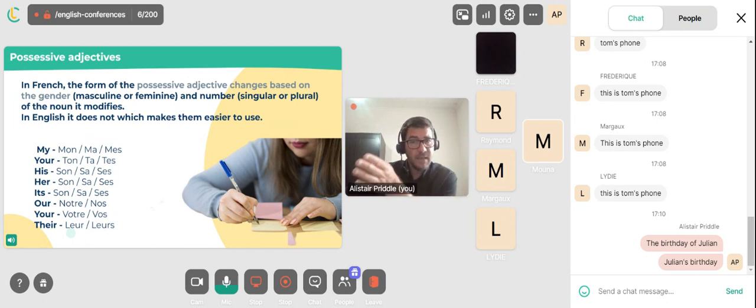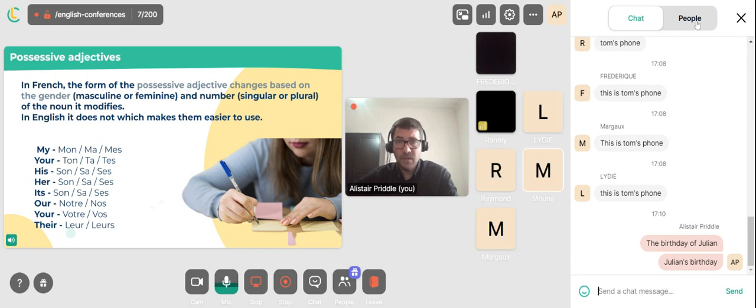Now we can see here for each of these possessive adjectives in English, there is more than one possible possessive adjective in French. So we don't have to worry about gender. We don't have to worry about plural or singular. It's always the same.